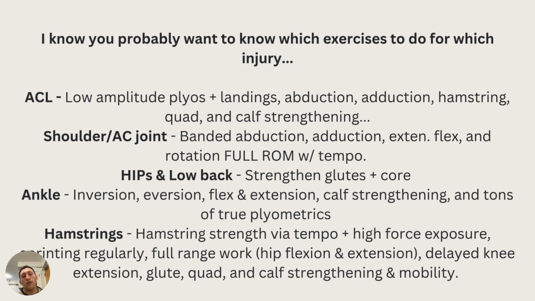Hamstring strength via tempo, nice slow tempo and rapid tempo, and speed eccentric work is really good for hamstrings. High force exposure, so sprinting regularly. Okay, there's no more violent stimulus than sprinting on the hamstrings, and that's typically where they get torn. So expose yourself to those stresses, so it's prepared for those stresses. Full range work, hip flexion and extension, and what we call delayed knee extension. Okay, glute, quad, and calf strengthening.